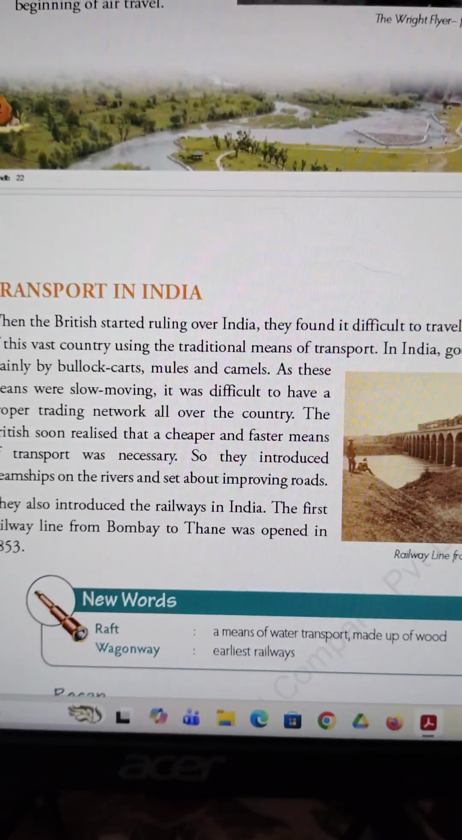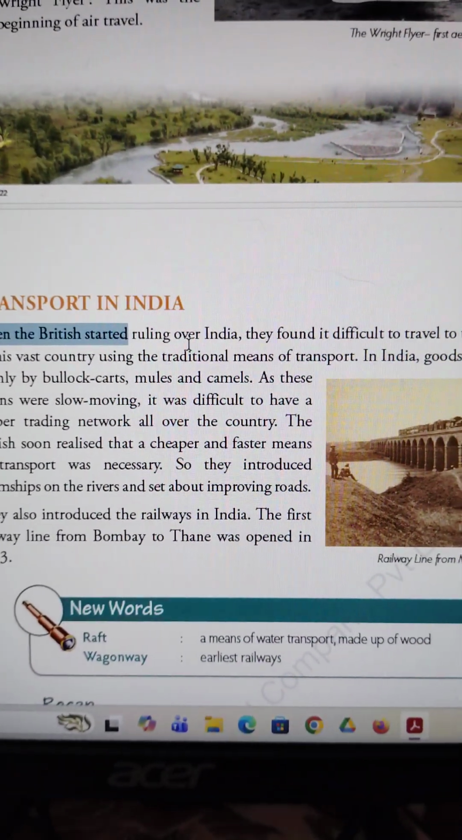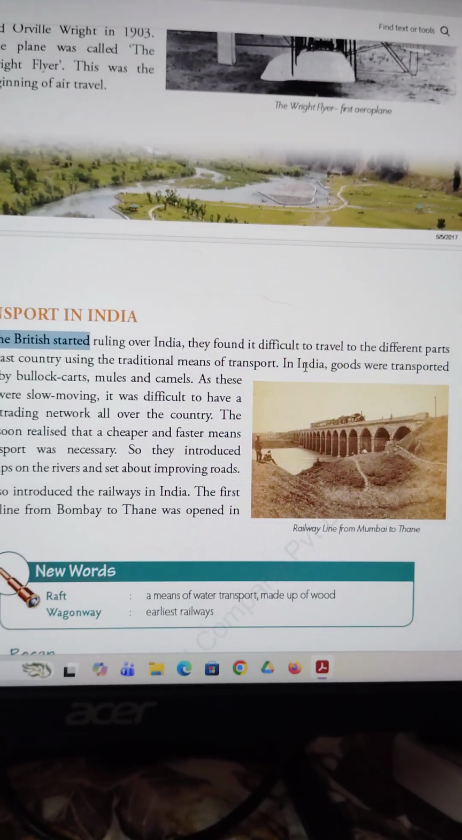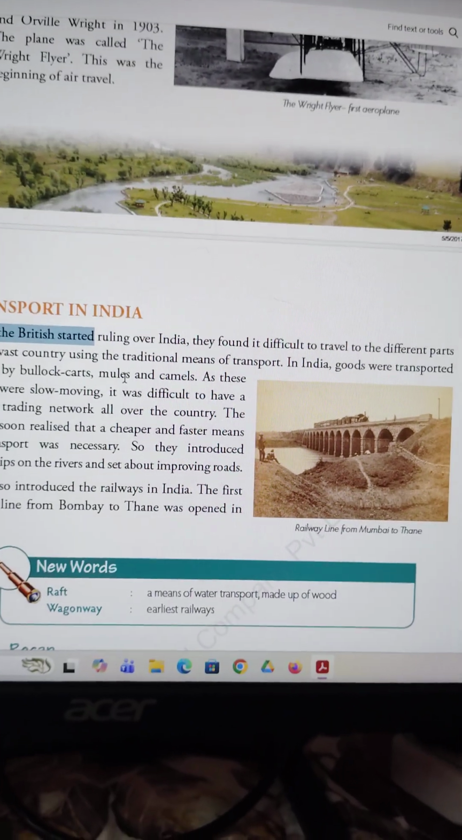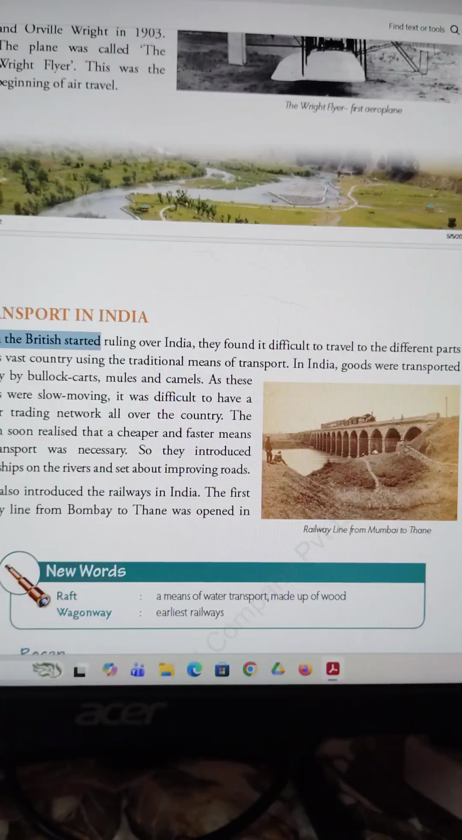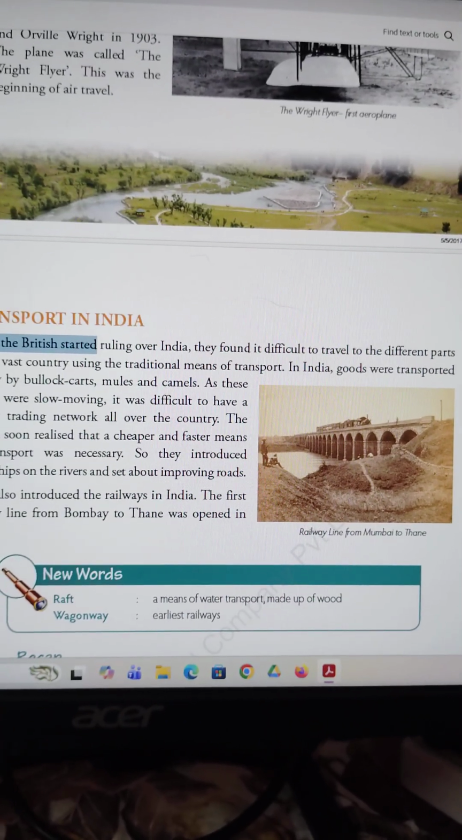Transportation in India. When the British started ruling India, they found it difficult to travel to the different parts of the vast country using traditional means of transport. In India, goods were transported mainly by bullock carts, mules and camels. As these means of transport were slow, it was difficult to have a proper transport network all over the country.